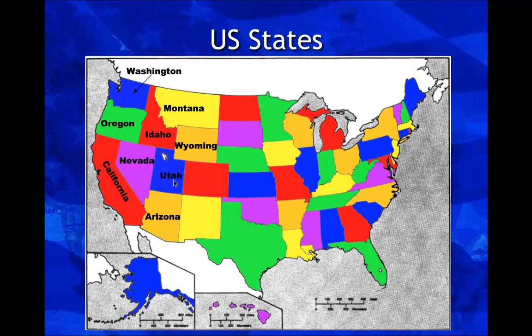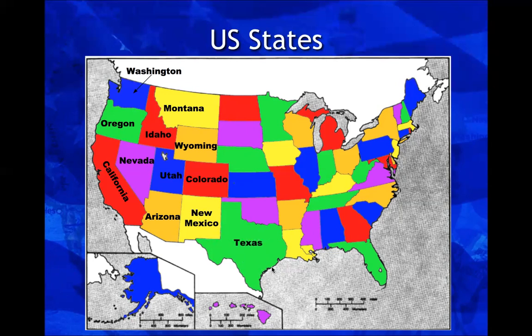Utah is this blue state right here, home of the Mormons. And we'll, of course, be talking about them as we get further into the year. Colorado is right here, known for its resort towns and whatnot, skiing in the Rockies and things like that. Underneath that is New Mexico, which is kind of flat, kind of arid, but is now very well known because of the series Breaking Bad.